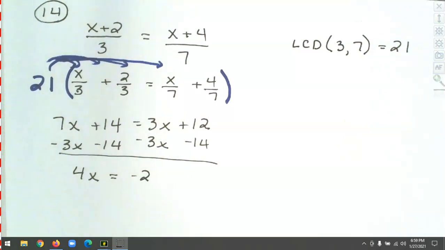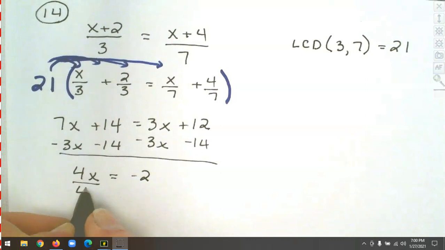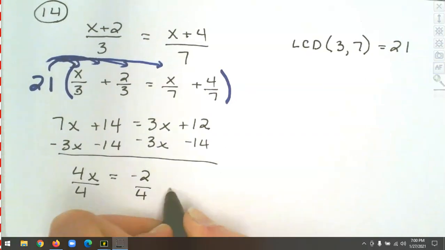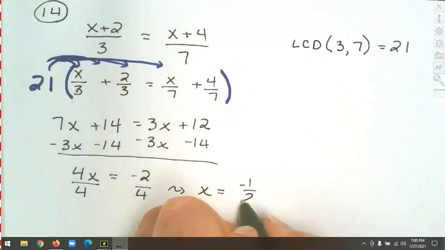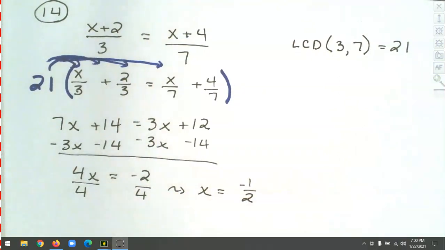So you've got to watch your signs here. Divide by your 4. Reduce it down, and you get your answer of x equaling a negative 1/2. Right? So watch your signs there. So that's one way of doing it.